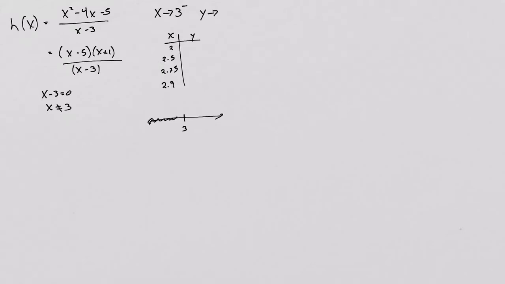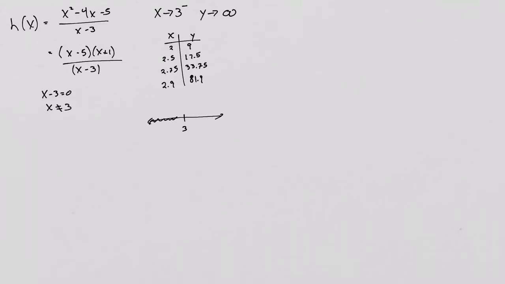So what I'm going to do is take these x values right here and just plug them back into the equation and see what number I get. Well, when I put 2 in, I get 9. When I get 2.5, I get 17.5. At 2.75, I get 33.75. And as I plug in 2.9, I get 81.9. So all of my y values are growing in what we call, they're growing without a bound. They're unbounded. So my y is actually approaching infinity. So as x is approaching 3 from the left, my y is actually approaching infinity.